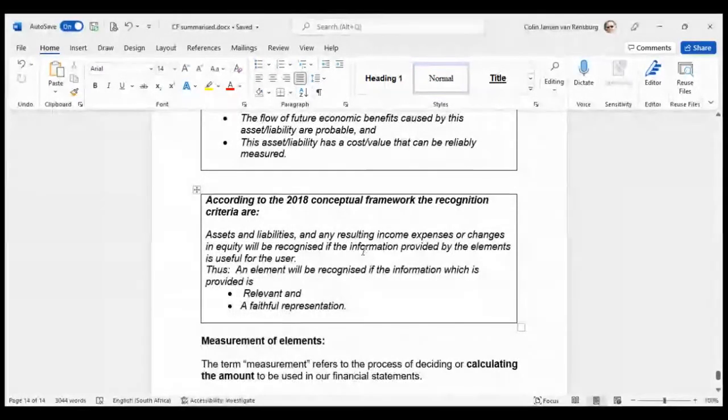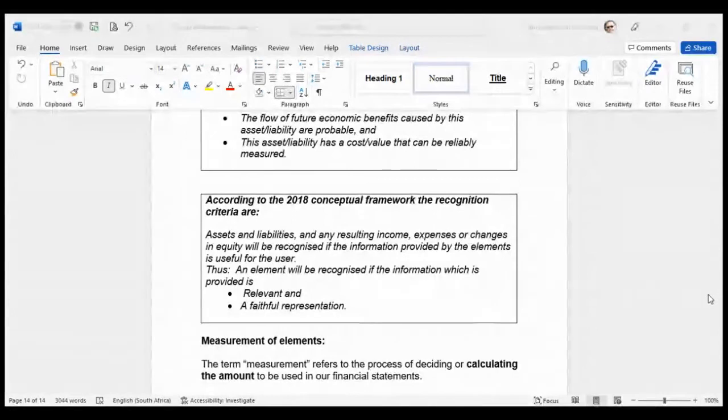So what, ladies and gentlemen, are the new recognition criteria? Simply this: assets and liabilities and any resulting income, expenses, or changes in equity will be recognized if the information provided by the elements is useful for the user. Now, I'm just going to pause there, ladies and gentlemen. What did we say earlier? I know this is quite a long story for you to type, but let's see if you can, please. So, what did we say? What did we call that?